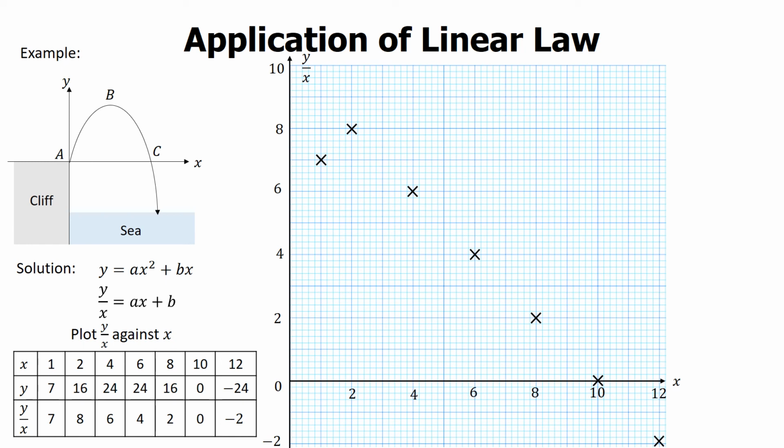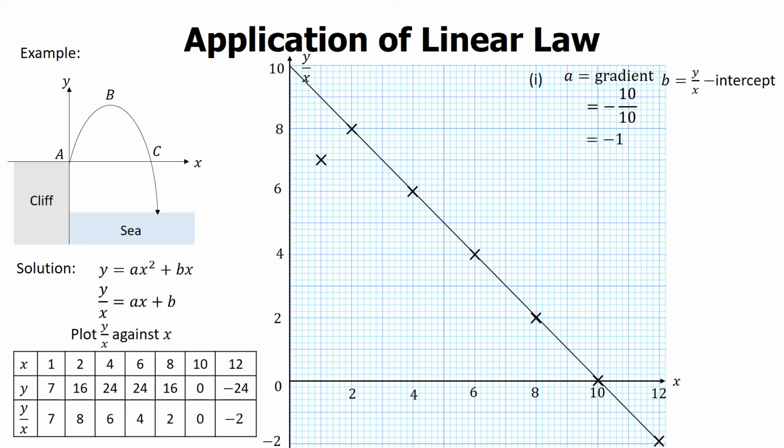And now we can use a ruler to join these points together with a straight line. And we find that the first point is not on the line. So now we can answer the question, to find the constants a and b. We know that a is the gradient of the graph, so let's say we choose the point 10, 10, so the gradient is negative 10 over 10, which is negative 1. So the value of a is negative 1.